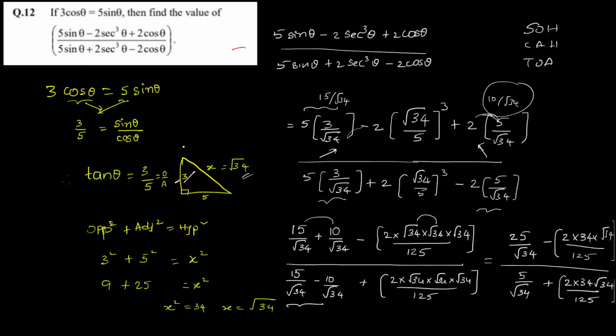25 by root 34 minus 2 into 34 into root 34 by 125, divided by 5 by root 34 plus 2 into 34 into root 34 by 125. So that will become, we have to do cross multiplication, because here the denominators are different. So I'll do the cross multiplication, like this.